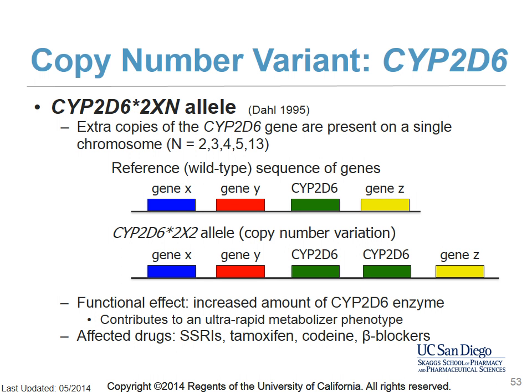The figure shows the wild-type CYP2D6 gene in green on a chromosome among 3 other genes. Below is the CYP2D6*2x2 allele, which contains 2 complete copies of the CYP gene on a single chromosome. The functional effect is an increase in the amount of CYP2D6 enzyme, conferring an ultra-rapid metabolizer status. These variants will affect the pharmacokinetics of SSRIs, tamoxifen, codeine, and beta blockers.